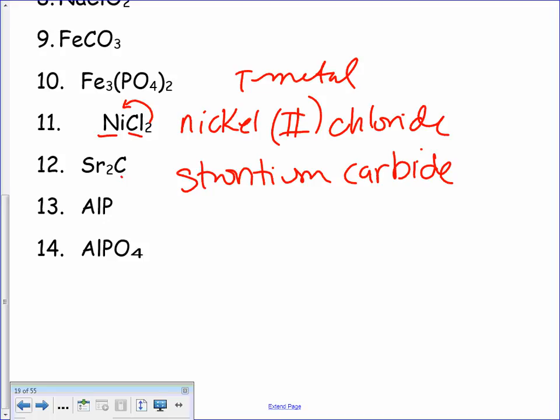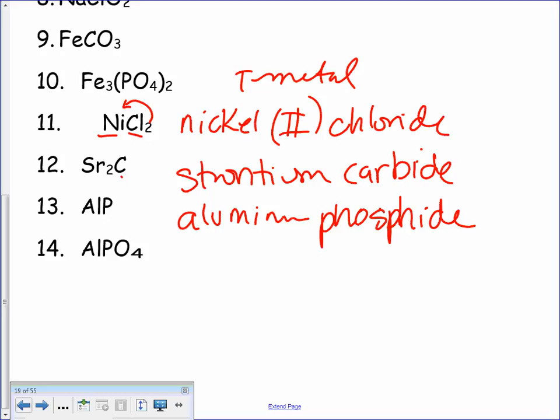Next one. Nope, because it's not a transition metal. Only the ones in D block plus the little lead and tin one are required to have a charge. Aluminum, I hear you. No, that you're thinking potassium. Phosphide, right. Phosphorus becomes phosphide. I know it doesn't sound right, but that's how it is. Phosphide.